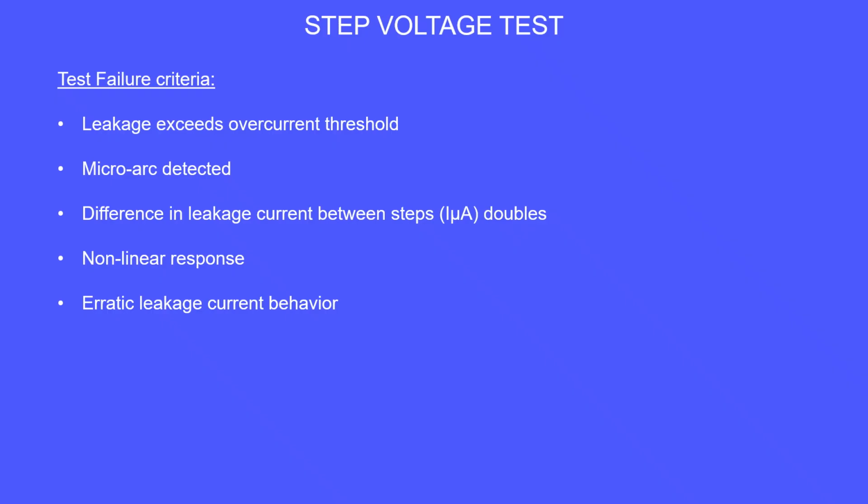The test failure criteria for the DC step test is as follows. Leakage current over current. Micro arc detected. Difference in leakage current between steps doubles. Nonlinear response. Erratic leakage current behavior.